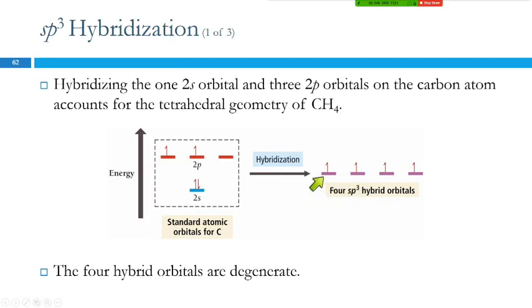And so we name these sp3 because we took 1 s and 3 p orbitals and smushed them together. So sp1, 2, 3, sp3. Any questions?